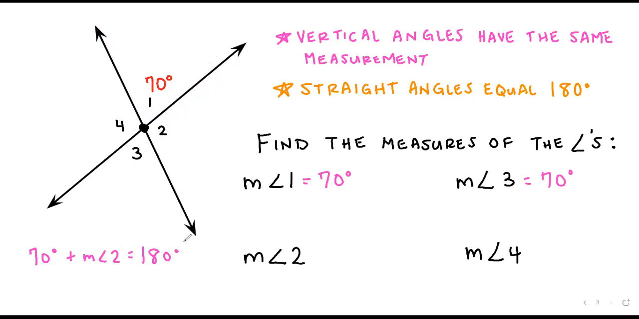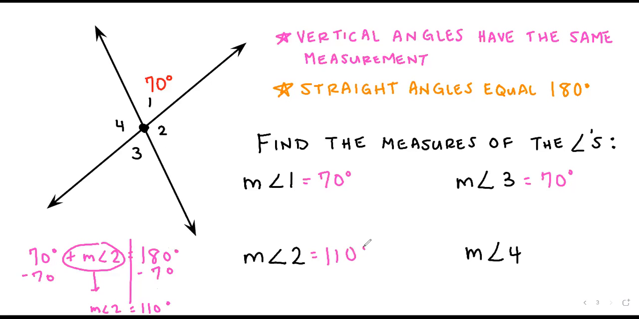So basically, we can just use algebra. Remember that you bring down your variable, which in this case would just be the measurement of angle 2. You do the opposite, minus 70, whatever you do to one side, do to the other. And that tells us that the other side has to be 110 degrees.